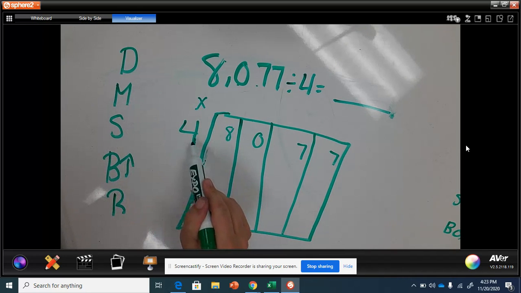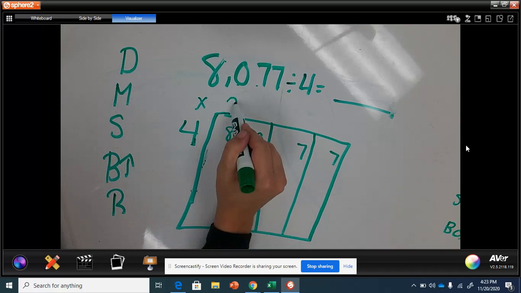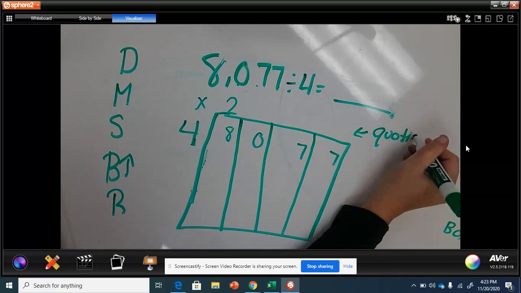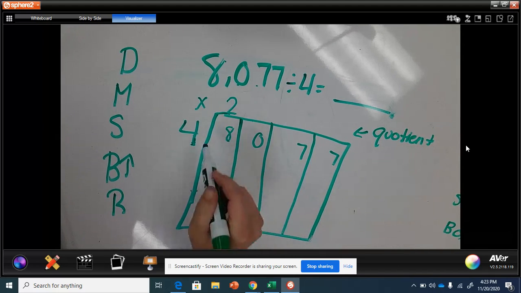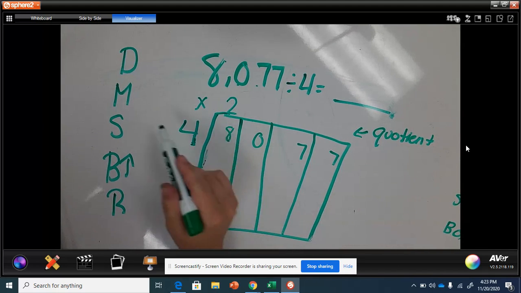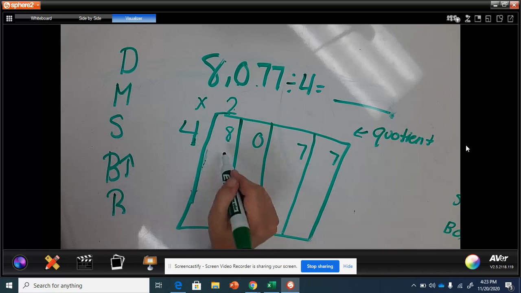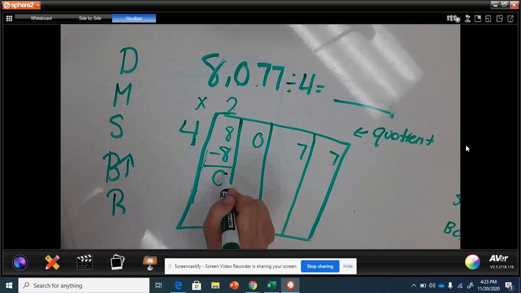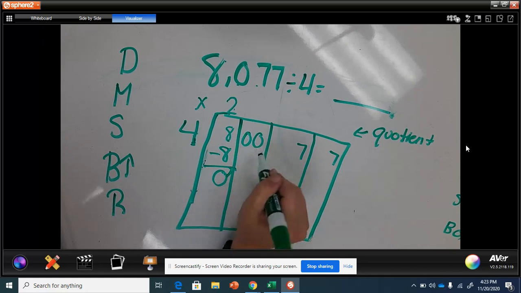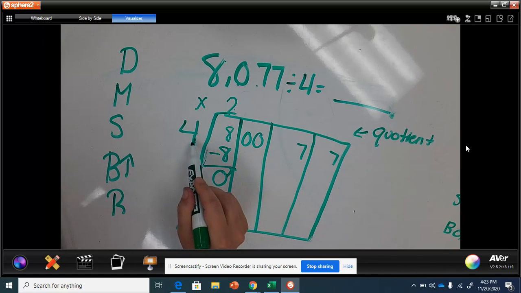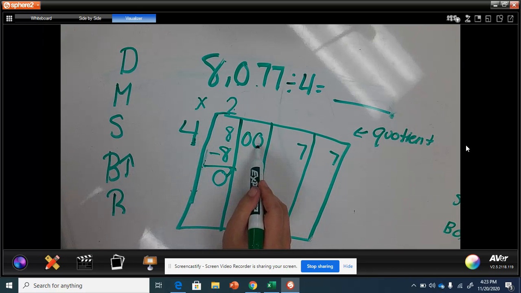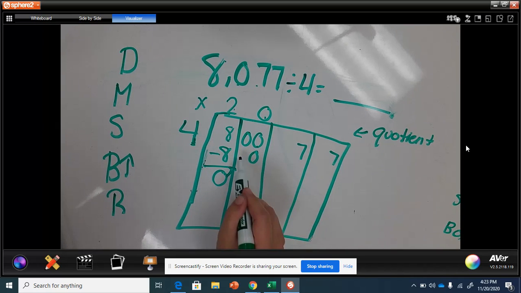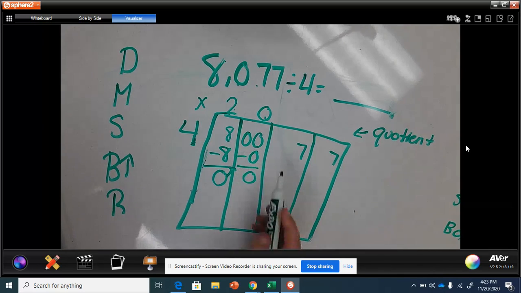So I start with divide. I'm saying how many times does 4 go into 8? 4 goes into 8 2 times. So I put my quotient on the top. Top is the quotient. Then after I know that 4 goes into 8 2 times, I need to multiply 4 times 2, which will give me 8. Next step is to subtract. 8 minus 8 is 0. Bring up my 0, still gives me 0. Now I'm going to ask myself how many times does 4 go into 0? 4 goes into 0 0 times. 4 times 0 is 0 again. Subtract 0. I'm still getting 0.